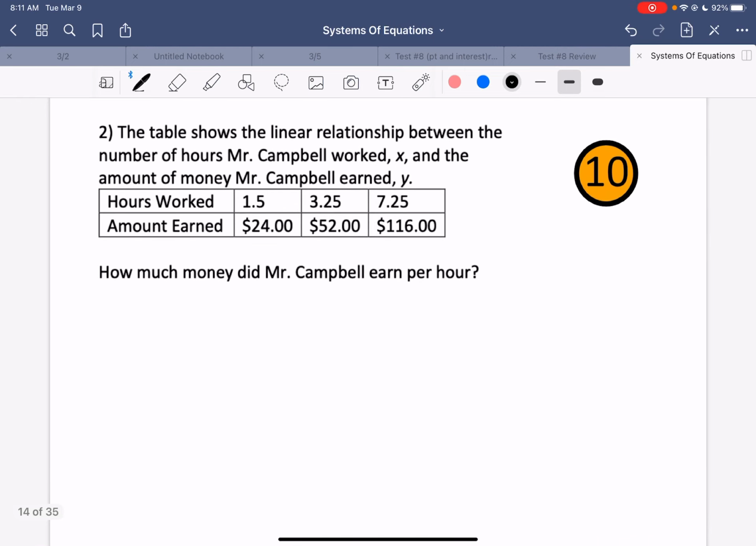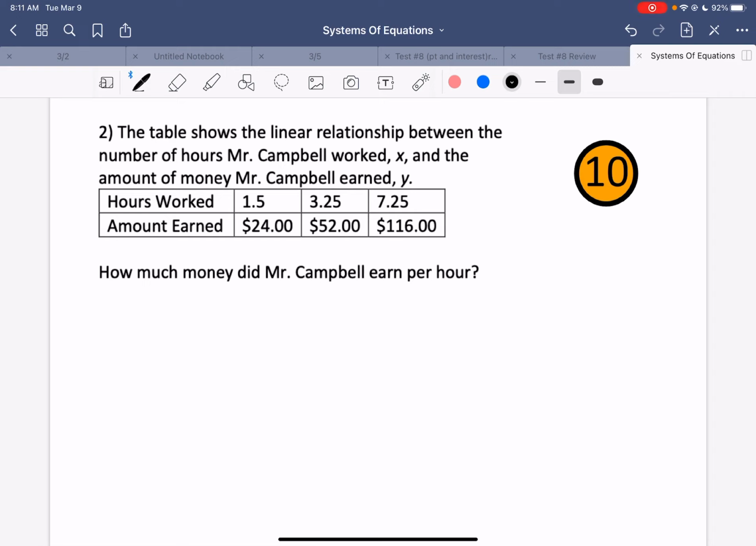This one says the table shows the linear relationship between the number of hours Mr. Campbell worked, x, and the amount of money Mr. Campbell earned, y. So for 1.5 hours, he earned $24. For 52, $3.25, and so forth. So the question is, how much money did Mr. Campbell earn per hour?